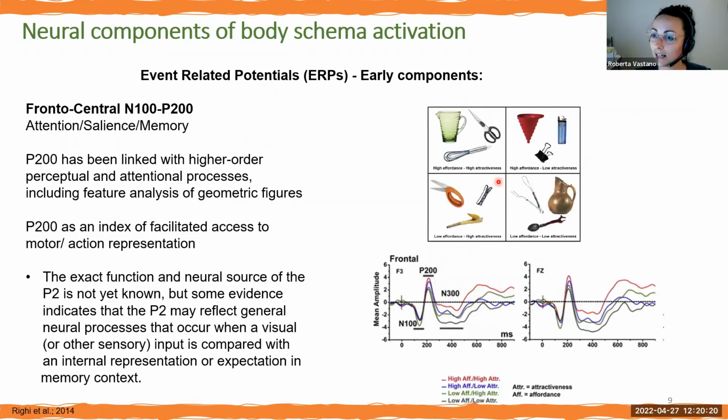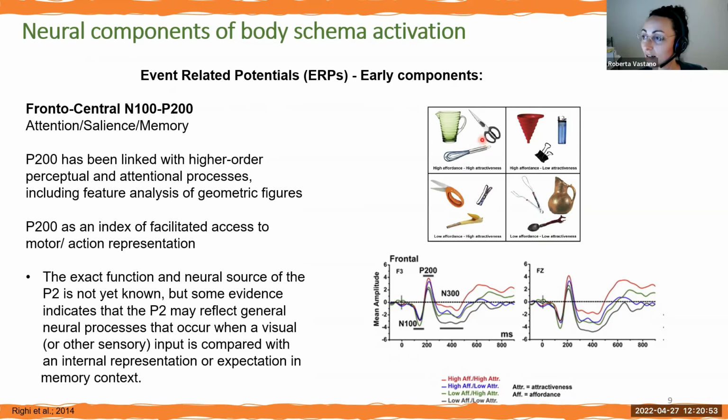Another early cluster of components is the frontocentral N100 and P200. These components are usually related to attention, salience, and memory effects. But recently it has also been seen that they are modulated by sensorimotor effects like affordance as well. So in this task, for example, participants were observing these objects. Those are objects that evoke affordance. And once again, by affordance, I mean action possibilities that objects evoke.